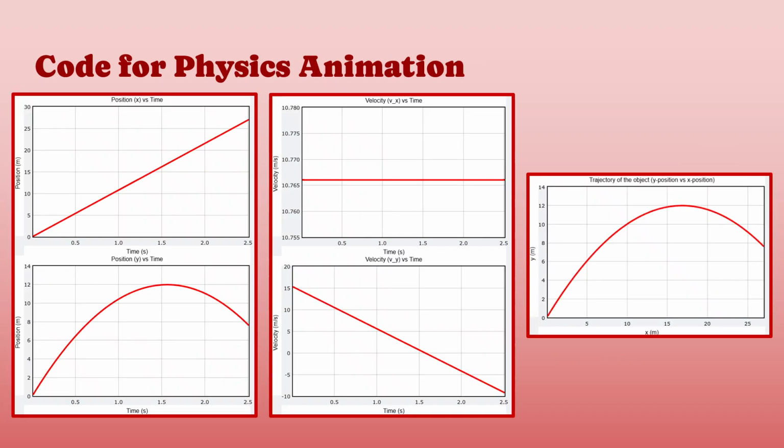Here are my graphs associated with my basketball animation that I got using my code. It's just a bunch of graphs of position in the x direction over time, position in the y direction over time, velocity in the x direction over time, and velocity in the y direction over time, as well as the trajectory of the object. It's very important to note that the velocity of the ball in the x direction over time is constant, which reflects the derivative of the position in the x direction, and the velocity in the y direction over time is linear but not constant, which reflects the derivative of the position in the y direction over time graph.